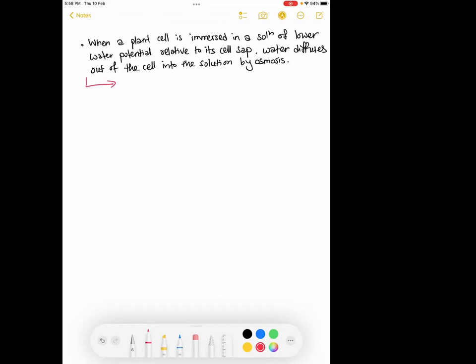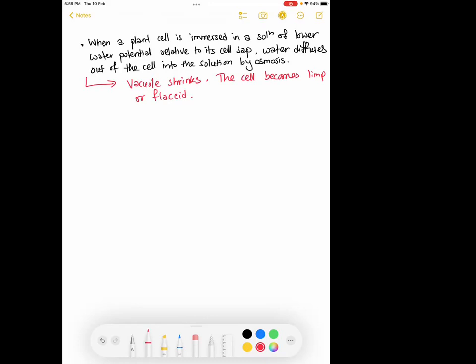So the vacuole shrinks and the cell will stop exerting pressure on the cell wall, right? So the cell will become flaccid. Now even if after this happens you put it in a solution with a high water potential, turgidity of the cell can be restored.